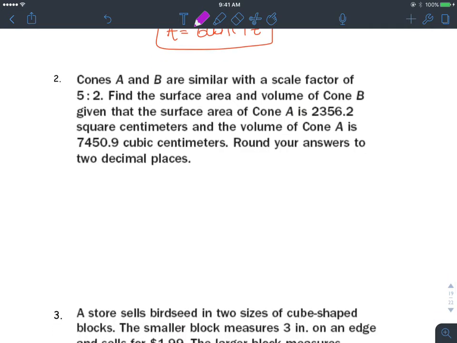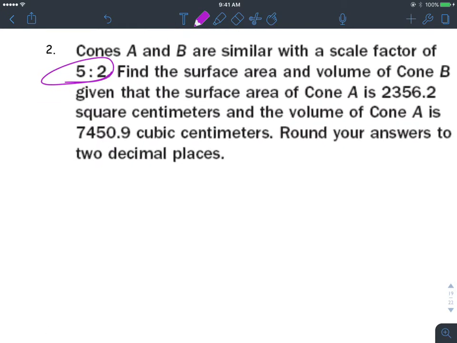So number 2 here, kind of the same thing with some different numbers. Once again, I guess they didn't give us original numbers here, but we got 2 cones, and they are similar. You got a 5:2 scale factor.